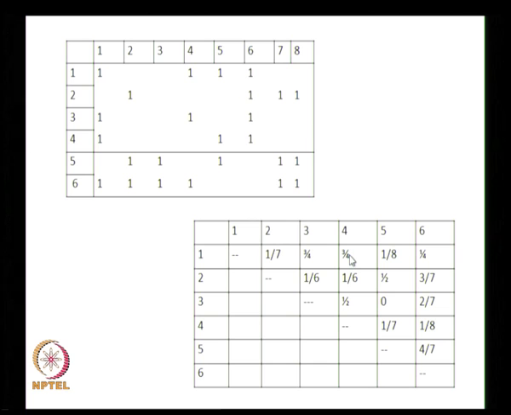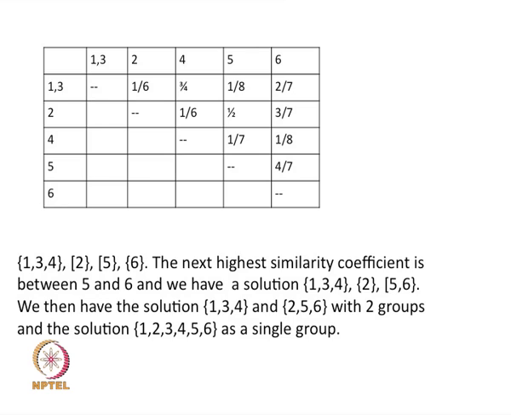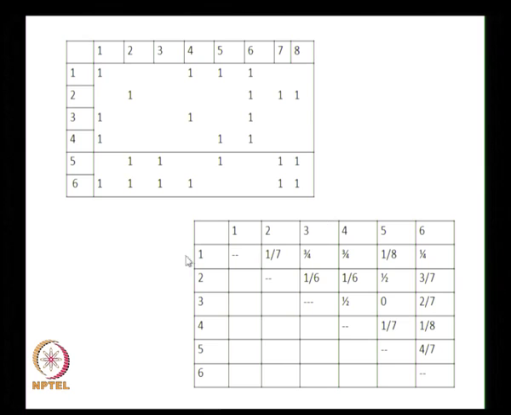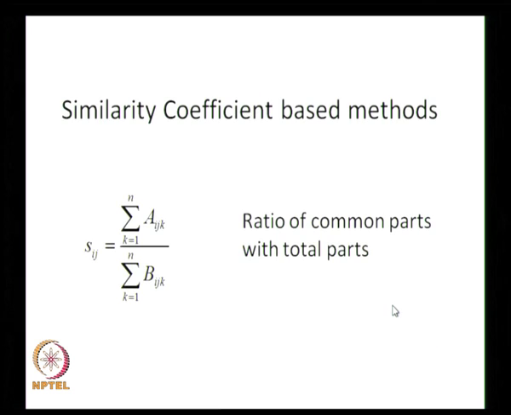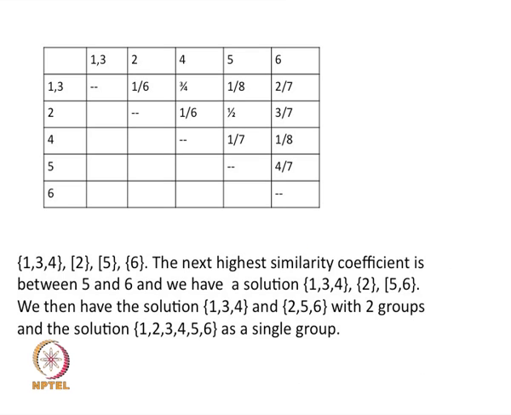Similarly, between 4 and 1, 3: 1 to 4 is 3 by 4, 3 to 4 is half. So, 3 by 4 is taken as the similarity between 4 and 1, 3. Similarly, 1 to 5 is 1 by 8, 3 to 5 is 0. So, between 5 and the group 1, 3, the maximum of them, which is 1 by 8, is taken.